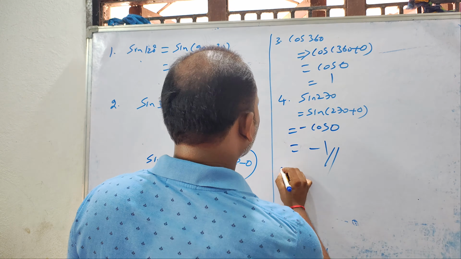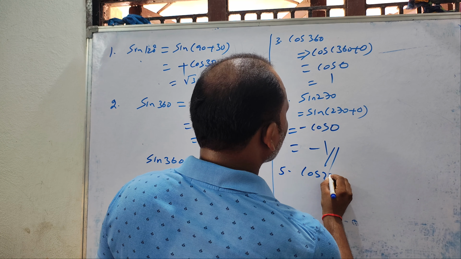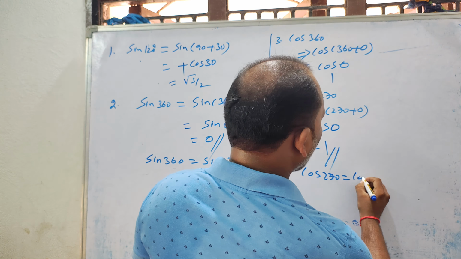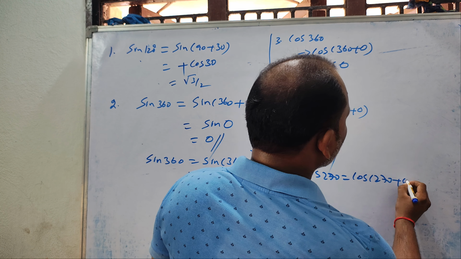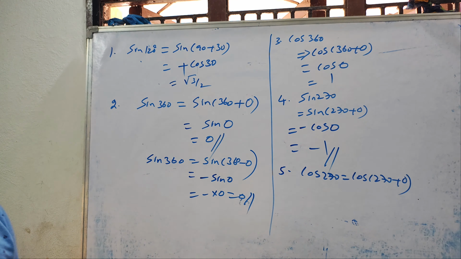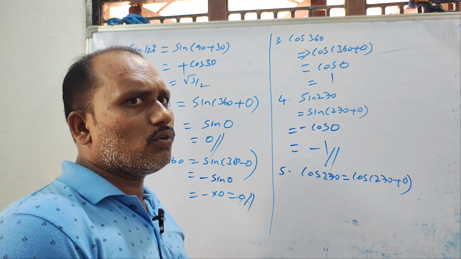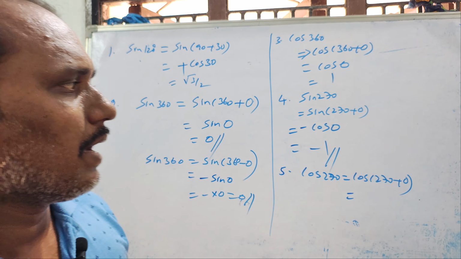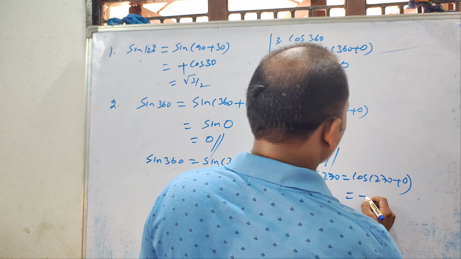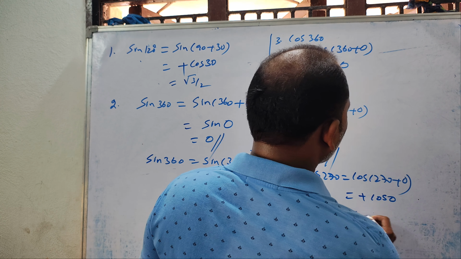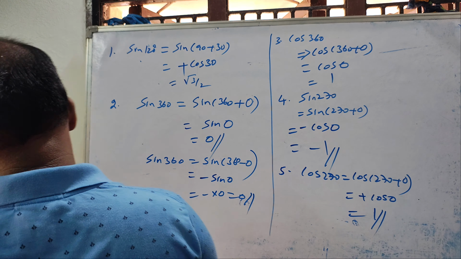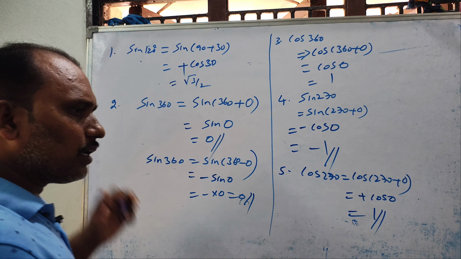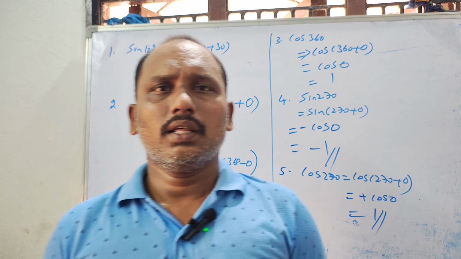Same like this, cos 270. The same logic applies. Cos(270 + 0) means which quadrant? Fourth quadrant. All silver teacups. Cups means positive. Cos 0 means what? 1. Keep in mind. I hope you have understood. This is the way you have to tackle these problems. Thank you, guys.